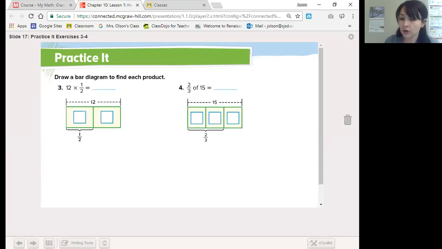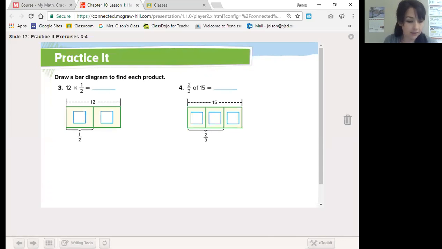Then on number 4, you're going to take and you are going to divide 15 into how many groups? 3. And we divide it equally into 3 groups. I know from a previous problem that when we divide it up into 3, we get 5, 5, and 5. But it doesn't want 1/3, it wants 2 of the thirds. So if it's 5 and 5, we need to put our answer as 10.